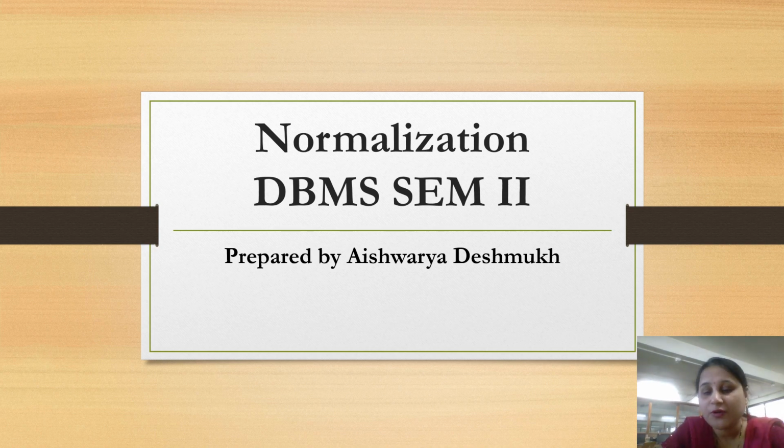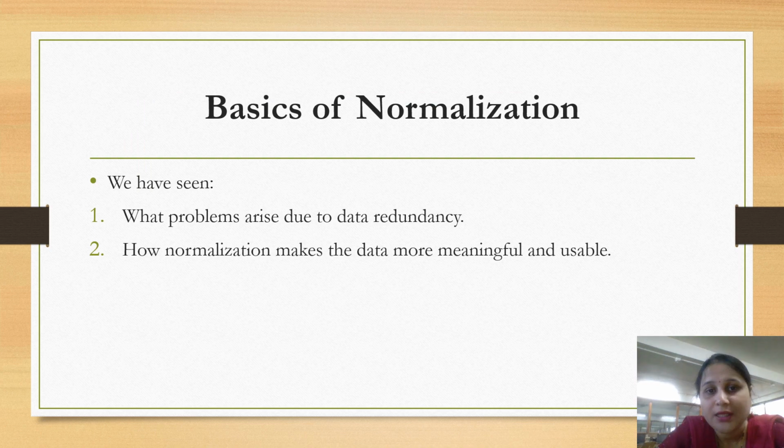Let's quickly revise what we did in our last lecture. In the last lecture, we saw what problems arise due to data redundancy. Now, what is data redundancy? Data redundancy means repetition of similar data in a database, which was increasing the size of the database. So that was the problem we were facing while creating the table. The second was how normalization makes the data more meaningful and usable. That's what we saw in our previous lecture.